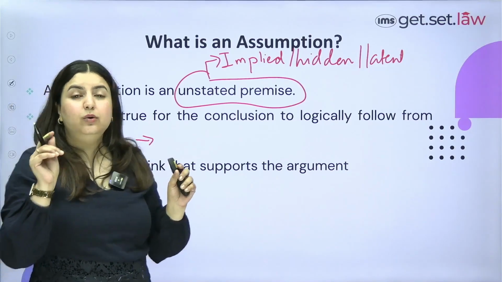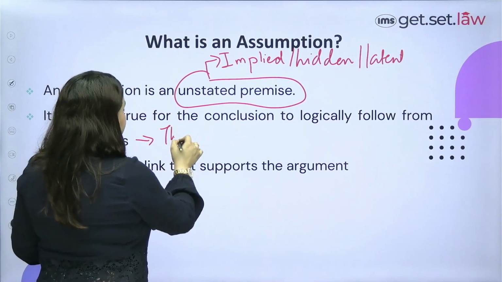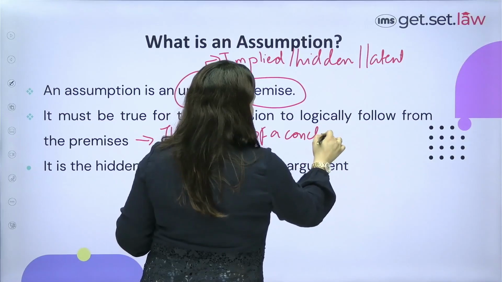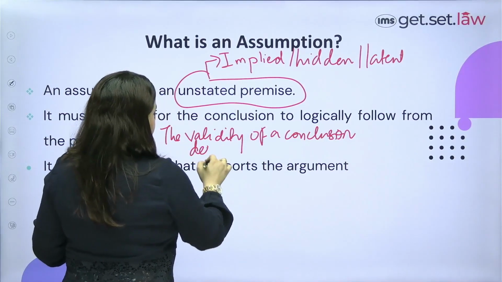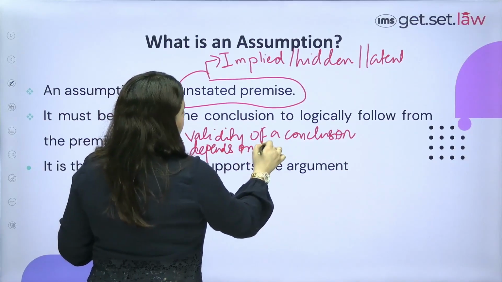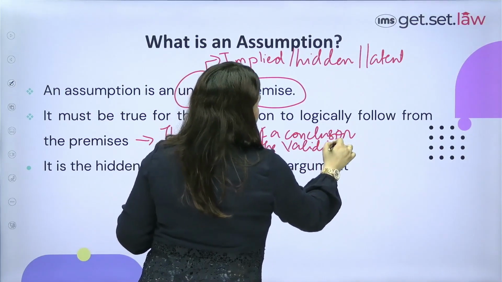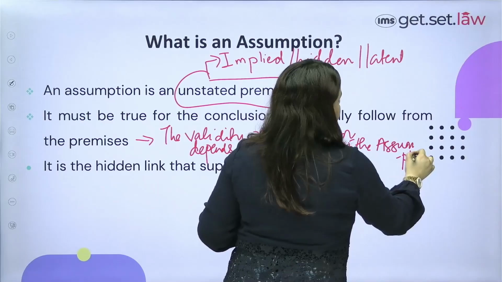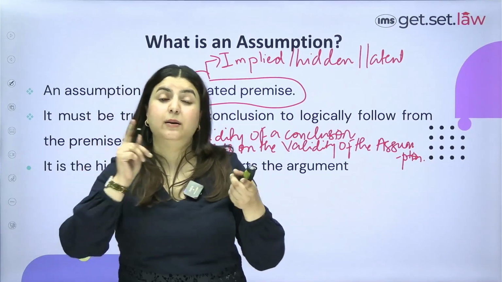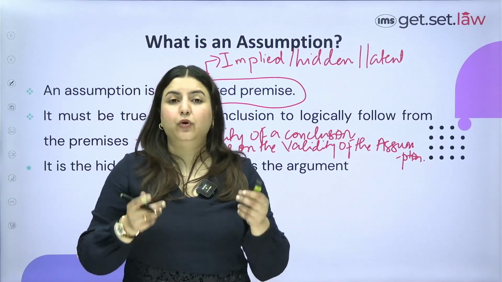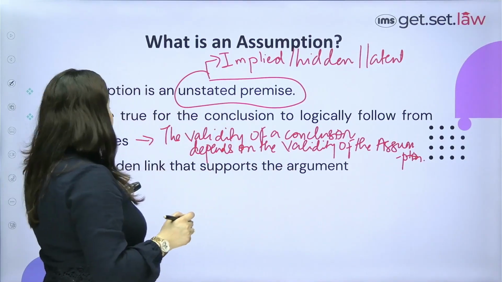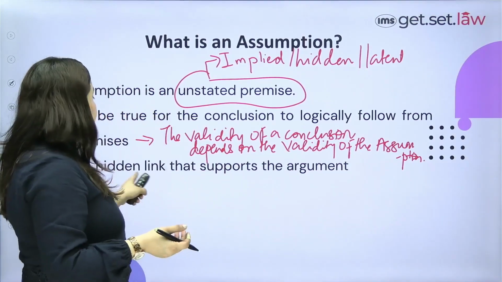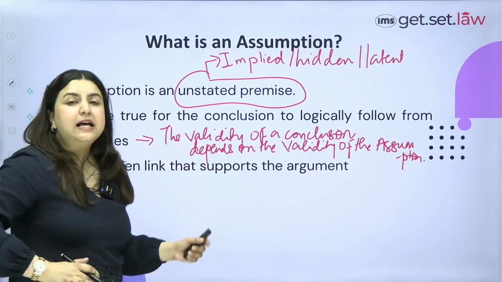So let me just write down a very potent statement here. The validity of a conclusion depends on the validity of the assumption, which means in order for the conclusion to be true, the assumption has to be true. It is that important for the conclusion to be true in the passage. And then it is a hidden link. I've already explained that an assumption is an unstated fact in the passage, right? So it is a hidden link that supports the argument. So these are the technicalities of it.